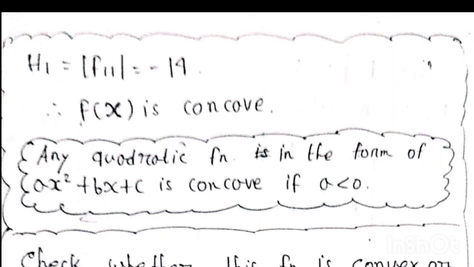Now from this we can say that any quadratic function in the form of ax² + bx + c is convex if a is greater than 0. Here the quadratic function 7x² + 3x + 2 is convex because 7, that is basically a, is greater than 0, or positive. Similarly, for any quadratic equation of the form ax² + bx + c, if a is less than 0, or negative, then we will have a concave function. The proof of that is also given here.